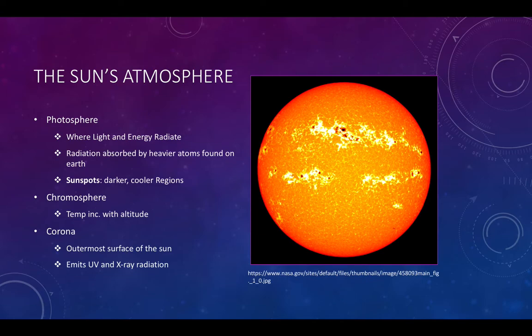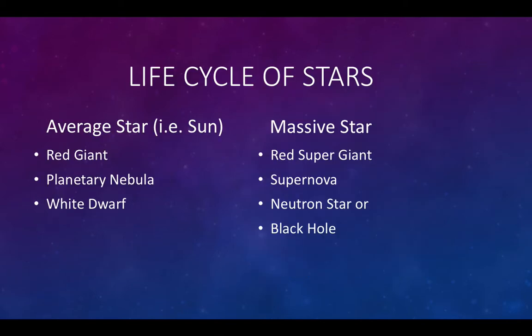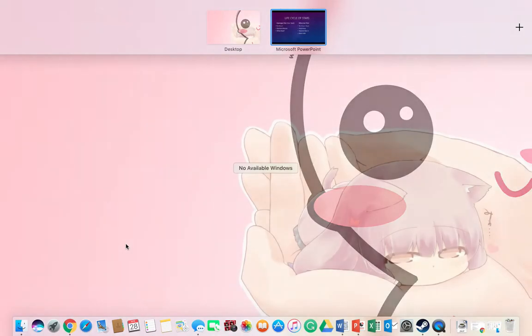Fortunately for us, UV and X-ray radiation are blocked by our ozone layer. And so it's very important that we try to preserve that to keep those dangerous rays from giving us skin cancer, because those are dangerous. The sun's actually an average star, as I've mentioned before. So in a few thousand years, eventually it's going to run out of hydrogen and it'll turn into a red giant. And then after a red giant, it turns into a planetary nebula.